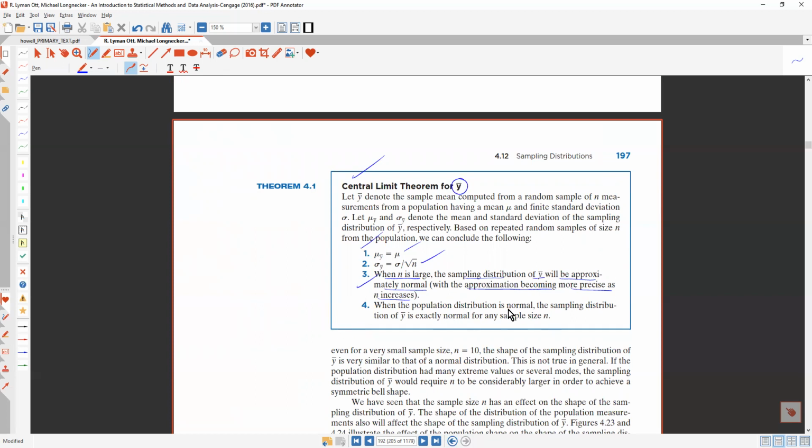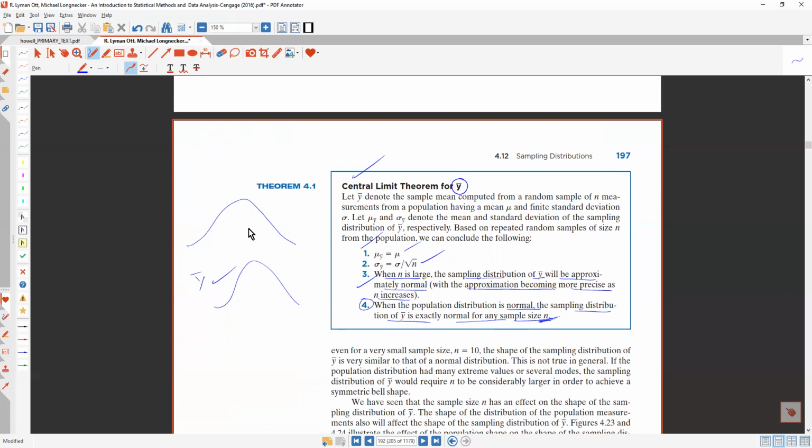When the population distribution is normal, the sampling distribution of y is exactly normal for any sample size n. Now, what does that mean? We haven't talked about this one yet. That means that if you're sampling from a population distribution that is perfectly normal, then your sampling distribution of the mean is going to already be normal, regardless of the size of the sample size. Regardless of that sample size, you're already going to get the normality.